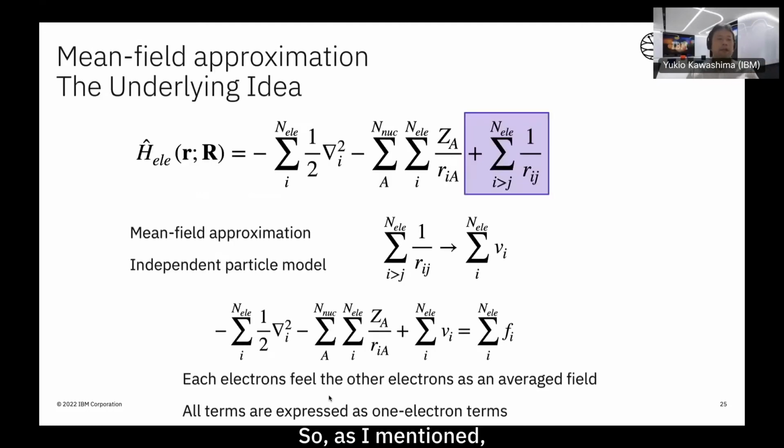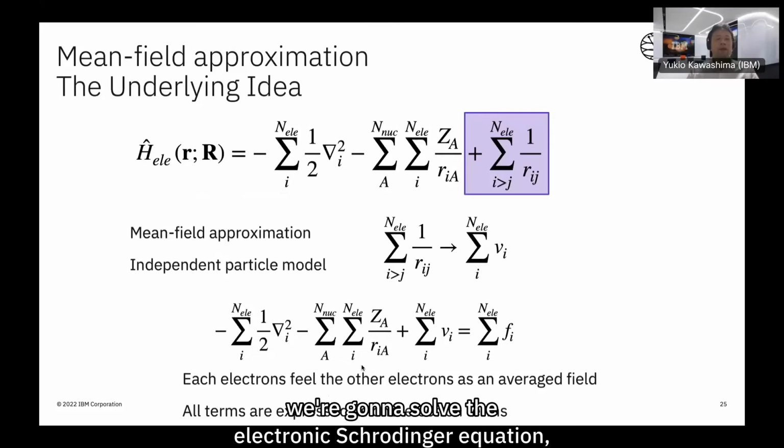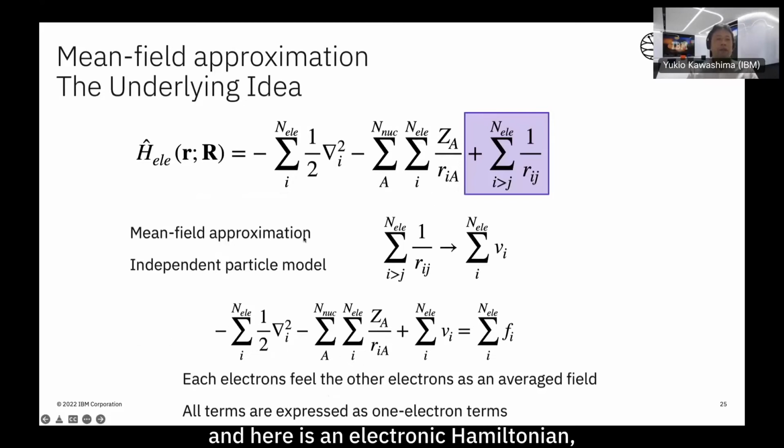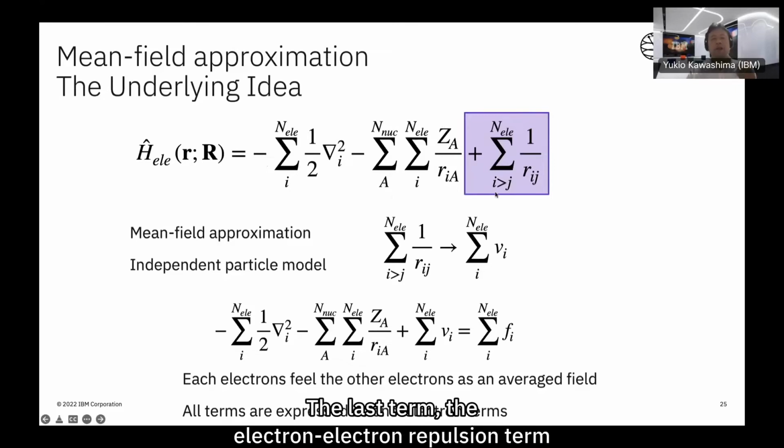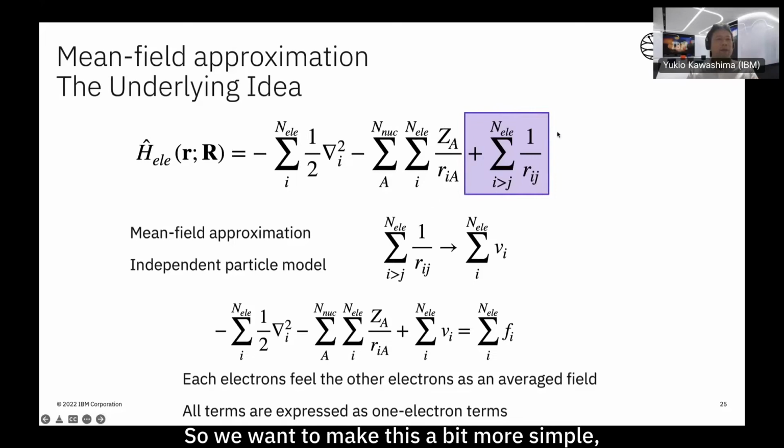As I mentioned, we're going to solve the electronic Schrodinger equation, and here is an electronic Hamiltonian, which has the kinetic energy of electrons, nucleus-electron attraction, and electron-electron repulsion. The last term, the electron-electron repulsion term, is the most difficult term to deal with. So we want to make this a bit simpler so it'll be easier to solve.